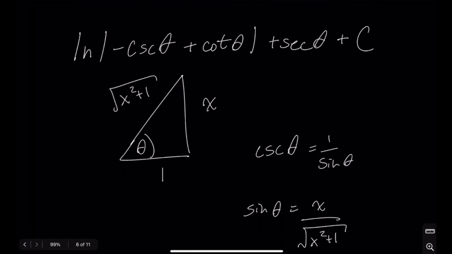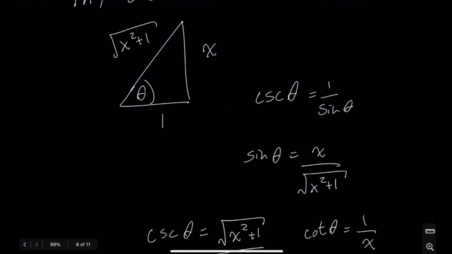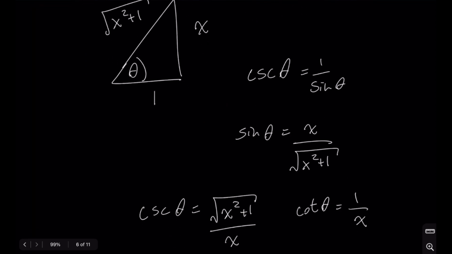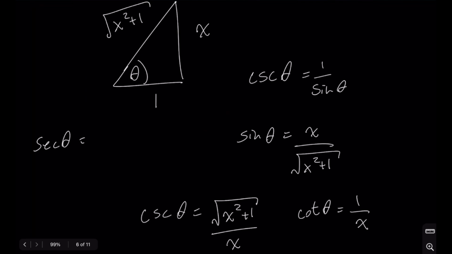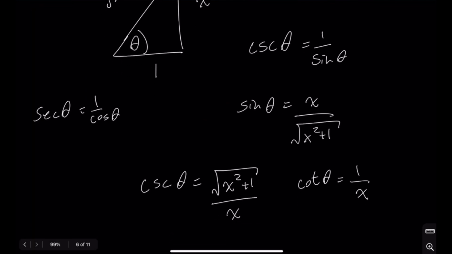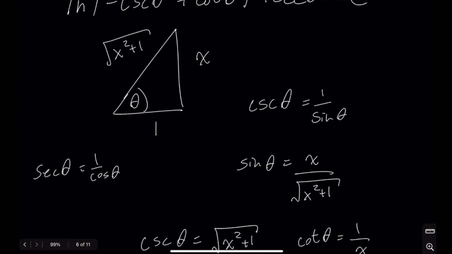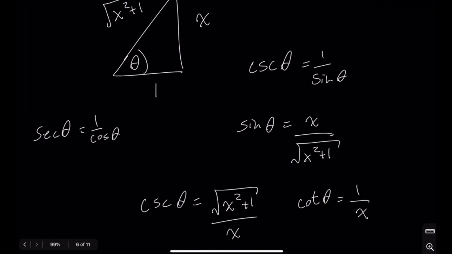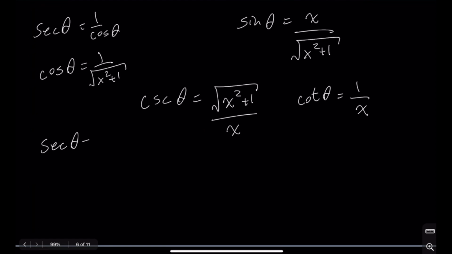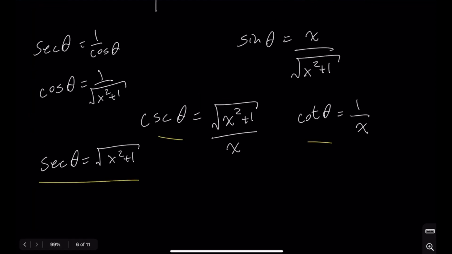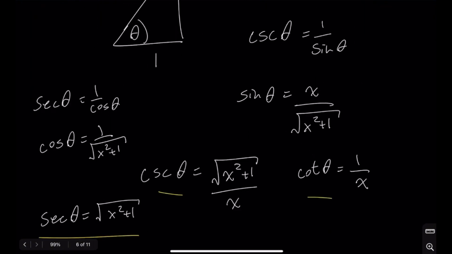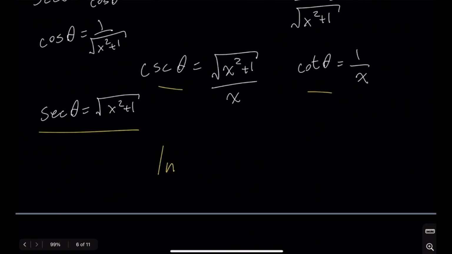And secant will be the 1 over cosine. Right? So secant theta is going to be equal to 1 over cosine. And then cosine is going to be 1 over the hypotenuse. And so then secant theta is equal to the square root of x squared plus 1. So we need to use this one, and this one. And then so the way to accurately display the answer is with an ln.